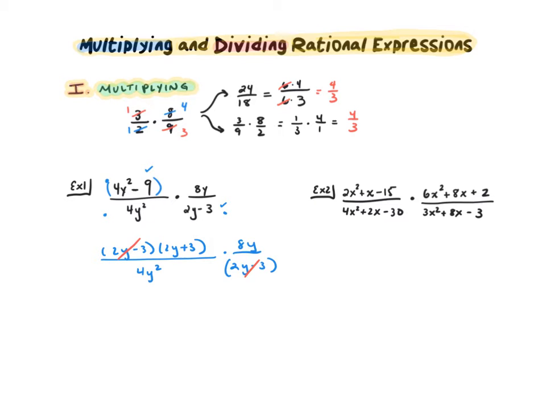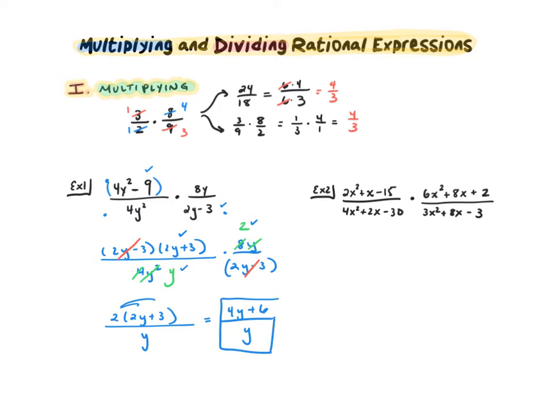The other thing I can reduce is this 8y over 4y squared. 8 over 4 is just 2. y divided by y squared is just y. And now I take what I have left and multiply through the top. So what I have left is 2y plus 3 times 2. So 2 times 2y plus 3. Now in the denominator, all I have left is a y. So I could write it as 4y plus 6, I could distribute that 2 back in, you don't have to, divided by y. And that's as far as that one goes. I can't cancel out the y's because the y in the top is a term, not a factor. You can only reduce factors down to 1.